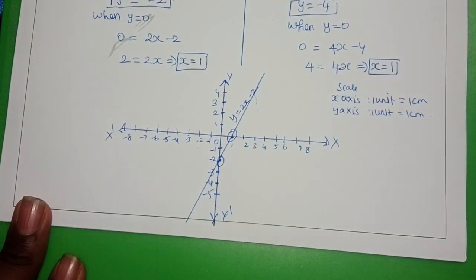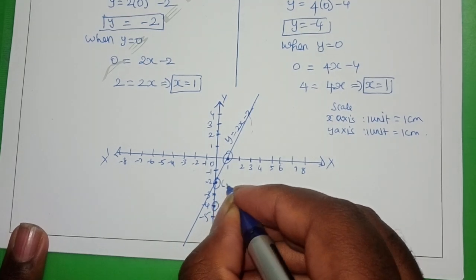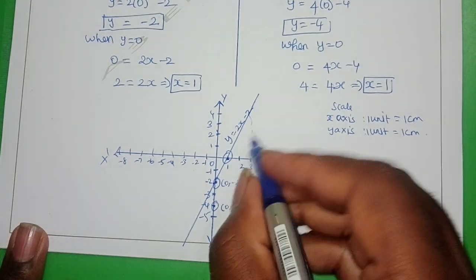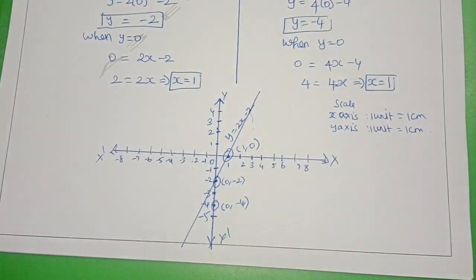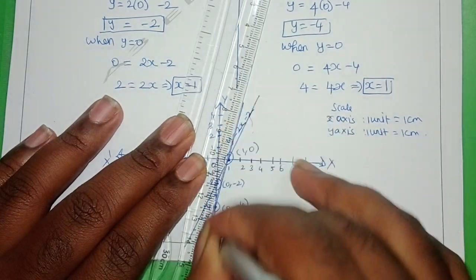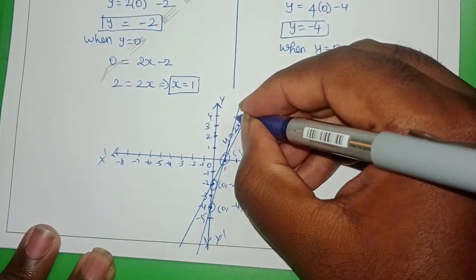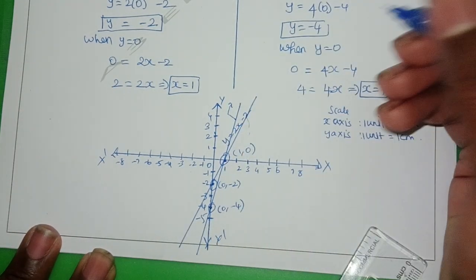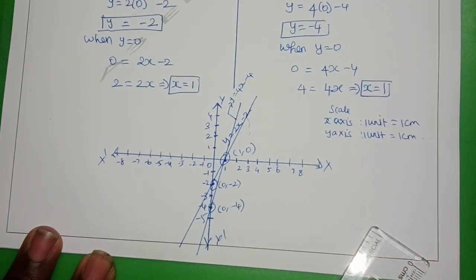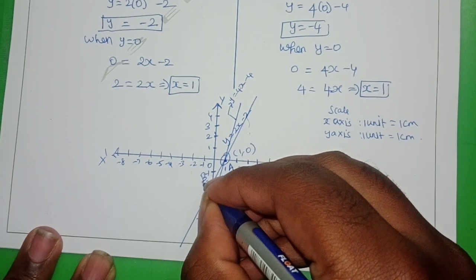Next, plot the next points. This is 0 comma minus 2. The next point is 0 comma minus 4. This is 1 comma 0. Join this and this point. You can extend this line by mentioning its equation, y is equal to 4x minus 4. Draw it very neatly as I did, and give the names A, B, C.